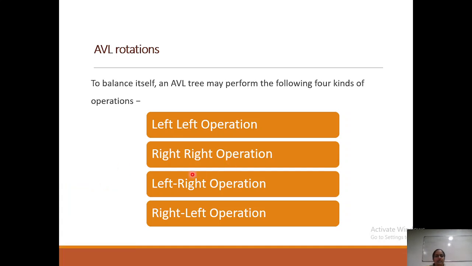Consider that the left-left and right-right operations are single operations, whereas the left-right and right-left operations are double-way processes, or two operations combined. In the left-right case, first a left operation and then a right operation. In the right-left case, first a right operation and then a left operation. So we'll see these operations one by one.